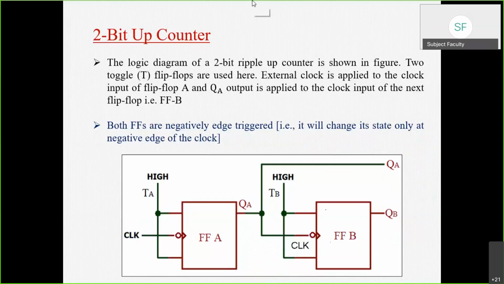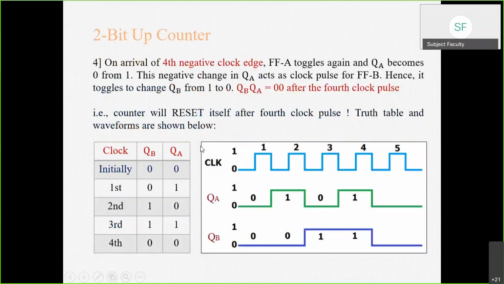Okay, I will just go through this particular waveform. So this is the truth table and waveform of a 2-bit up counter. Since it is 2-bit, the total count will be 2 raised to power 2, that is, the maximum count will be 4. Since it starts counting from 0, the count will be like this: 0, 1, 2, 3. You can observe it: 0, 1, 2, 3, and then it will again reset to 0.